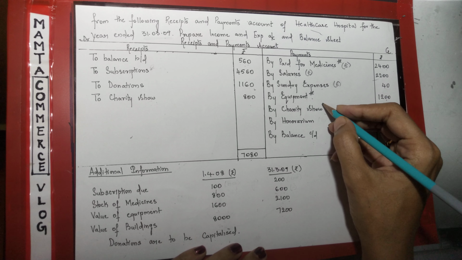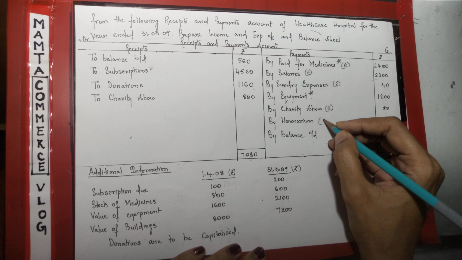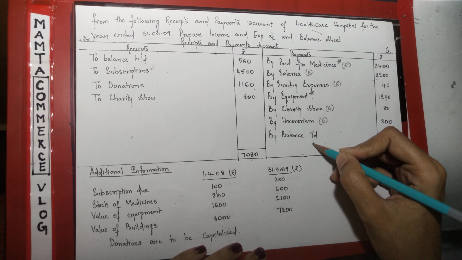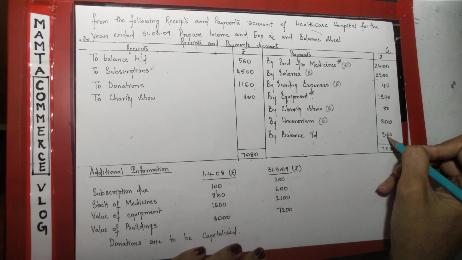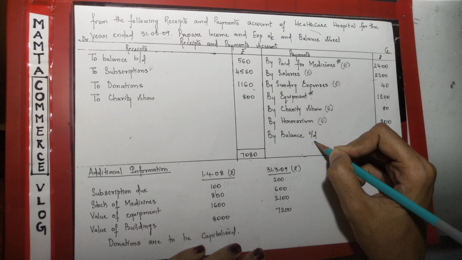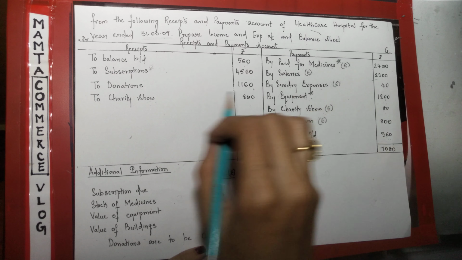Then we have charity show. There is an expenditure on charity show of 80 rupees. Honorarium is again an expenditure. And there is balance carried down. This is nothing but the closing balance of cash of rupees 360, which is to be written on the asset side of the balance sheet. Now let us move to the receipt side.